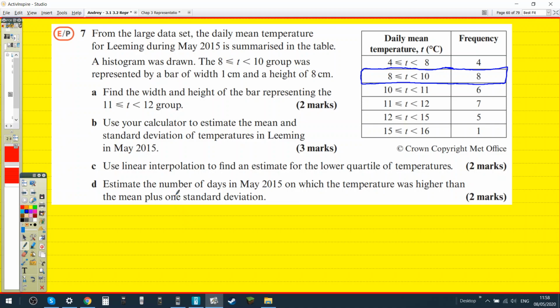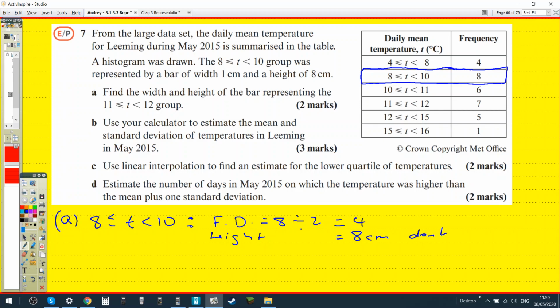So should I first of all just write down the information about 8 to 10 and then apply it to the other groups? Okay, yep. So for the frequency density, that would be 8 divided by 2, which is 4. And then for the height, they doubled it, so I need to double it. For the width, the class width is 2, and they wrote it as a width of 1. So do I need to half that as well? So you'd half that.